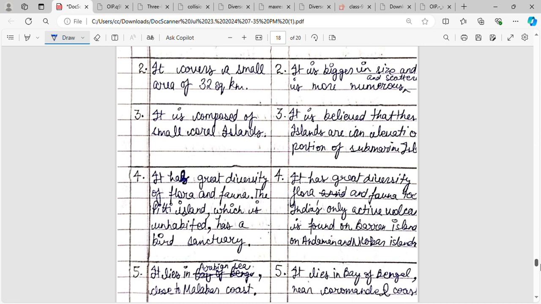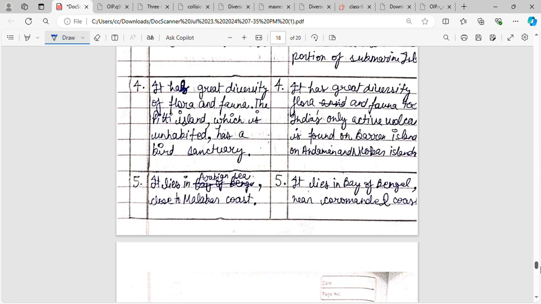Lakshadweep is composed of small coral islands, while it is believed that Andaman and Nicobar Islands are an elevated portion of submarine islands. Lakshadweep has great diversity of flora and fauna. The Pitti Island, which is uninhabited, has a bird sanctuary. While when we talk about Andaman and Nicobar Islands, it has great diversity of flora and fauna. India's only active volcano is found on Barren Island in Andaman and Nicobar Islands. Lakshadweep lies in Arabian Sea close to Malabar coast, while Andaman and Nicobar Islands lie in Bay of Bengal near Coromandel coast.